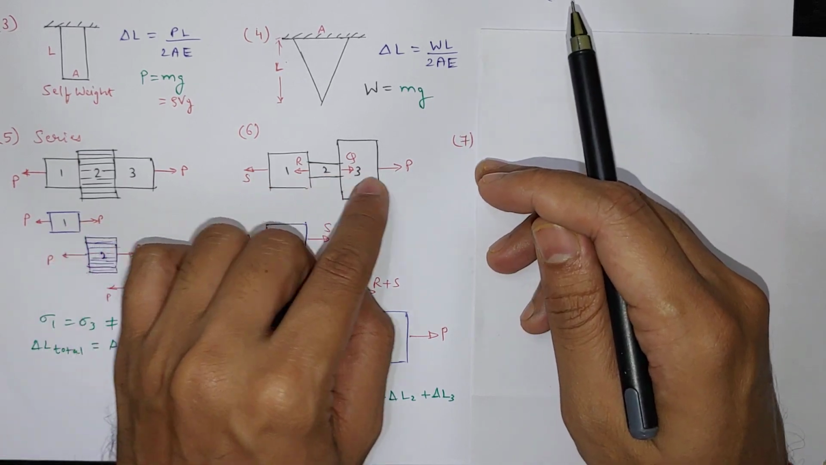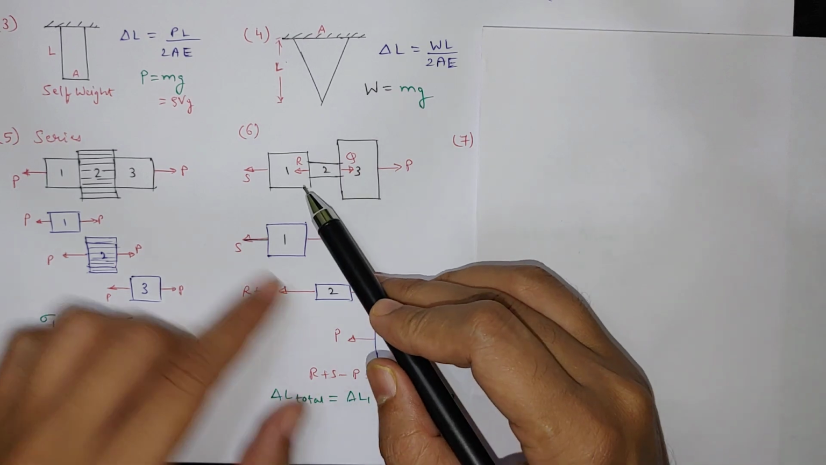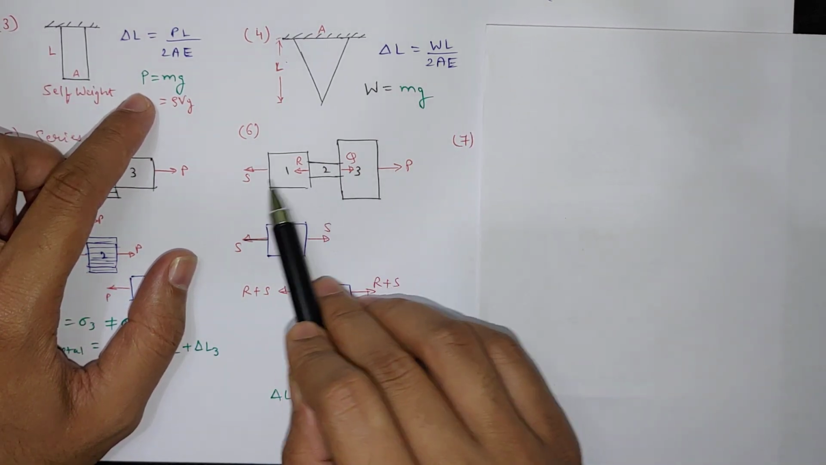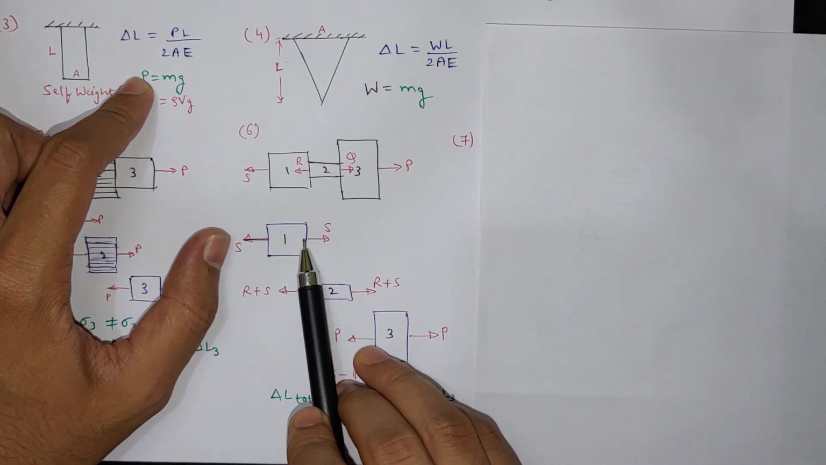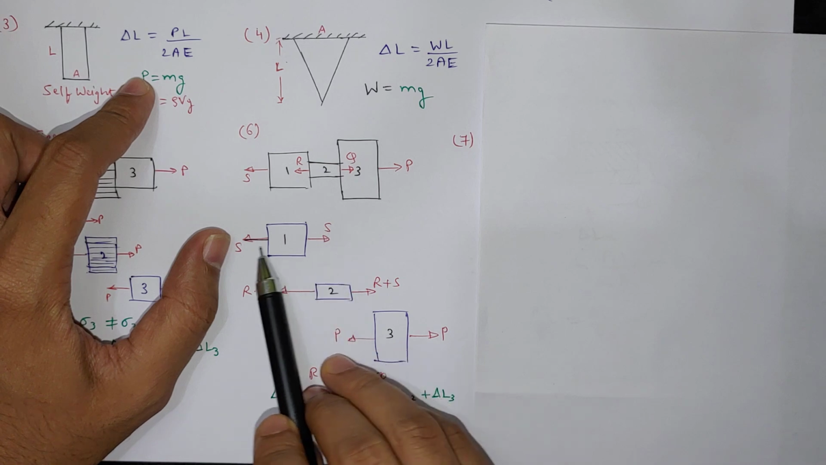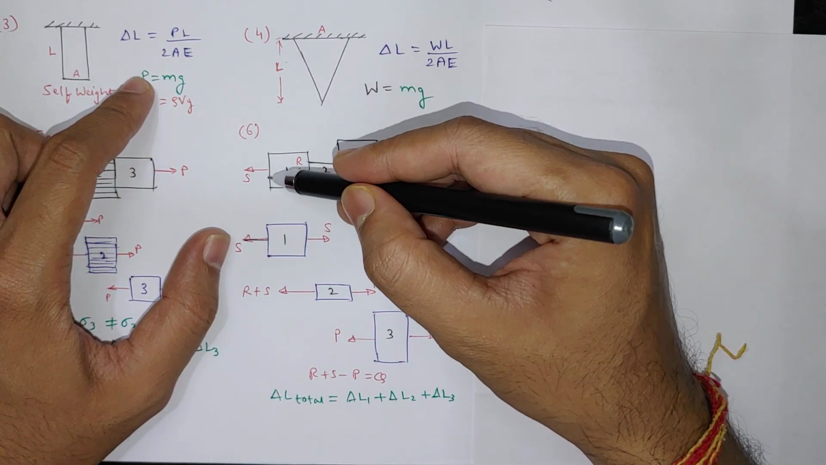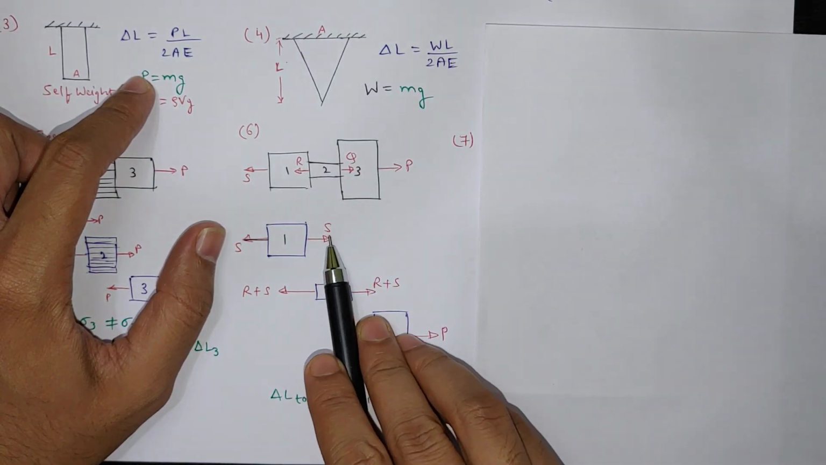So if we draw the free body diagram of all three, then S will have, see, this is not moving parts, so force will be on both the sides, it will be the same. So if S is here, then in 1 there will be S on the other side. So this will be the load. If we take any cross section in between, there will be S load on both the sides. So at the end also S will be there.